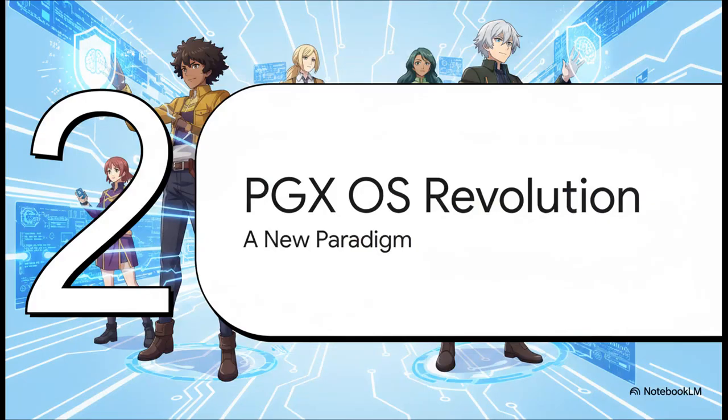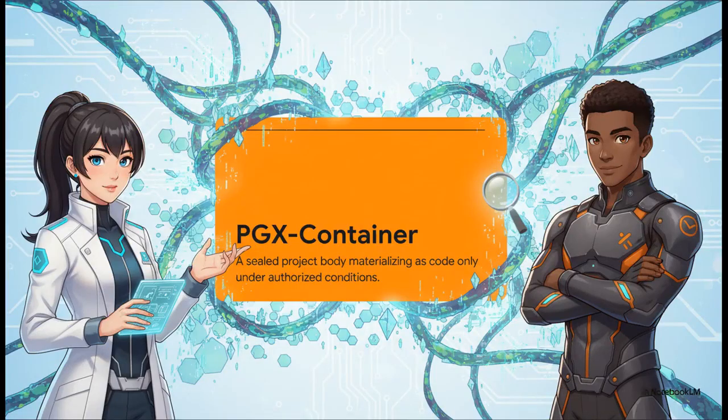The vulnerability isn't just about network access, it's the very state the code rests in. Which brings us to Section 2, the Pgx Os revolution. Enter the Pgx container, which stands for Project Genome Execution. Now, what makes this system so entirely unimaginable is that it was engineered entirely by a single developer, Ralph Krummel. Why? To solve massive vulnerabilities that huge corporations simply couldn't fix.